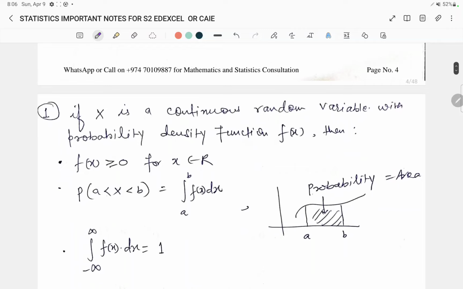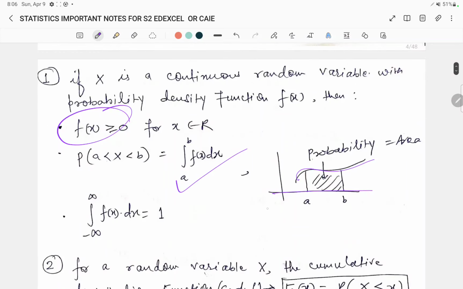If x is a continuous random variable with probability density function f(x), then some properties. f(x) is greater than or equal to 0, like your probability density function should be above the x-axis. And if you need to find the probability, then we have to integrate from a to b. And when you integrate from minus infinity to plus infinity, it is always 1.